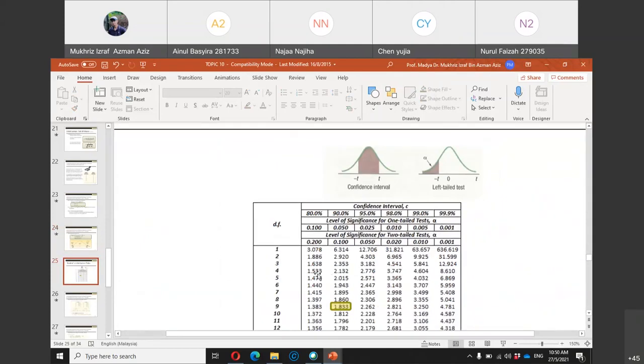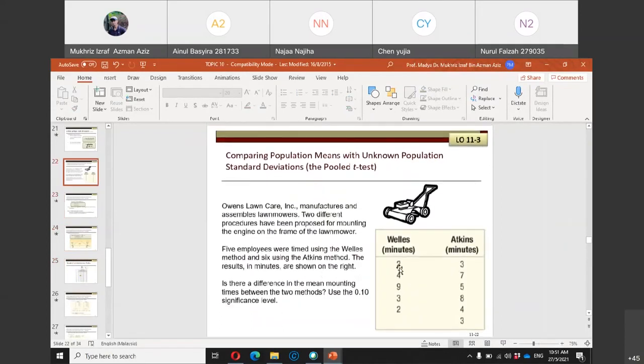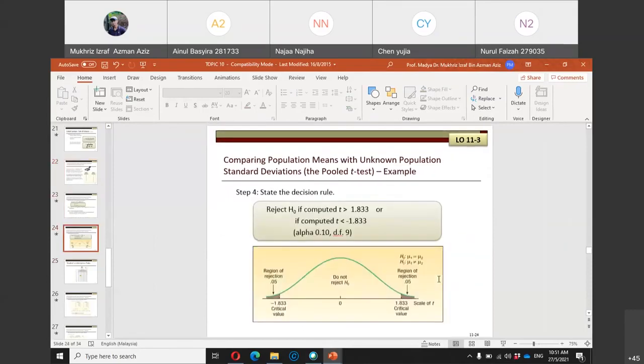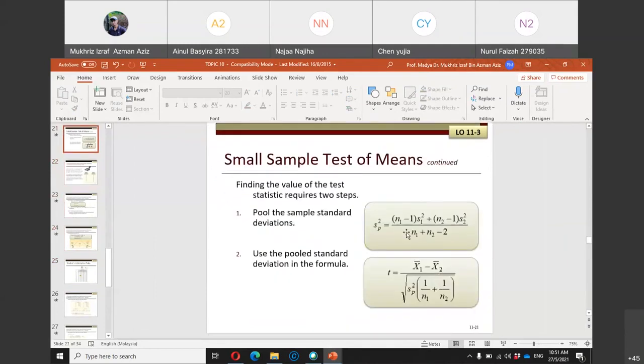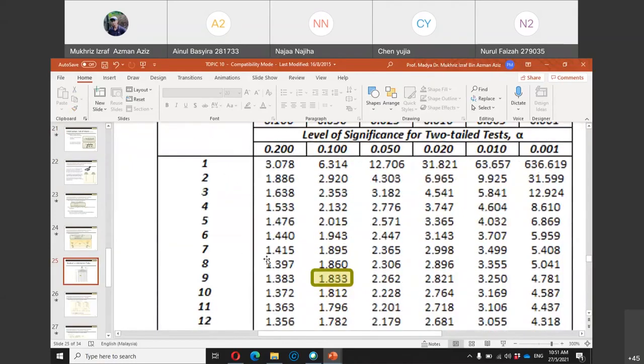If you recall, how many samples do we have in this question? We have 5 samples from Wallis and 6 samples from Atkins. So 5 plus 6, you have 11. If you remember the formula, N1 plus N2 minus 2, so 5 plus 6 is 11, minus 2 equals 9. So you are going to use 9 as your degrees of freedom. Here in the T table, you are going to use 9. You obtain 9 by N1 plus N2 minus 2, which is 5 plus 6 minus 2.